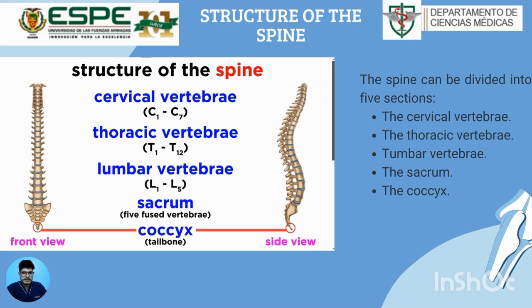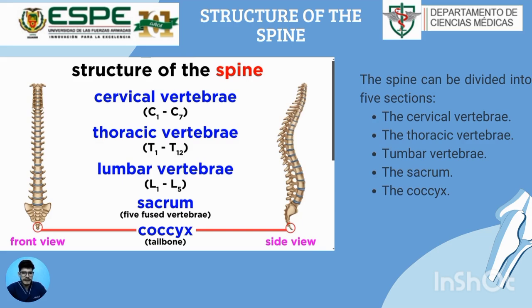The next 12 are called the thoracic vertebrae, labeled T1 to T12. These vertebrae connect to the ribs, forming the rear anchor for the rib cage and help protect vital organs such as the heart and lungs.